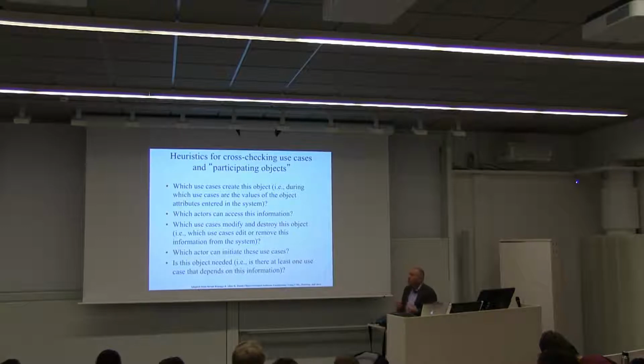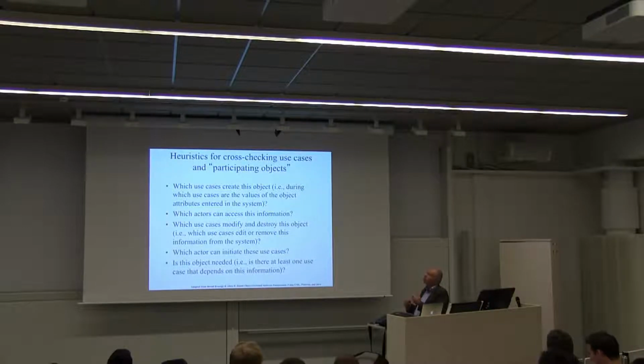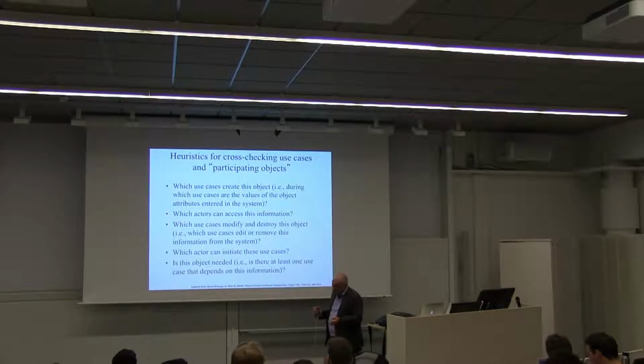After you have such a list, it can be used not only to transfer knowledge to the next stage, but also to validate your design against your requirement elicitation. You can look at these participating objects from the perspective of how well they are presented in use cases. For example, which use case creates some object that you consider a participating object? If there is no such use case, then you have to describe it. Which actor can access this information, or which use case modifies or destroys the object? Which actor can initiate these use cases? Is this object needed? For example, you define some term, but it's never used in your flow of events. Then maybe it is not needed.